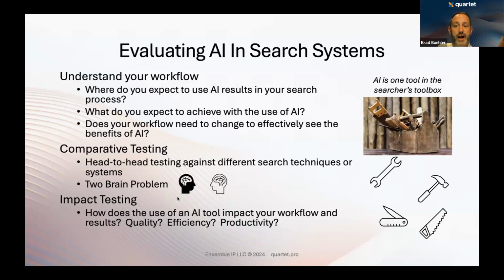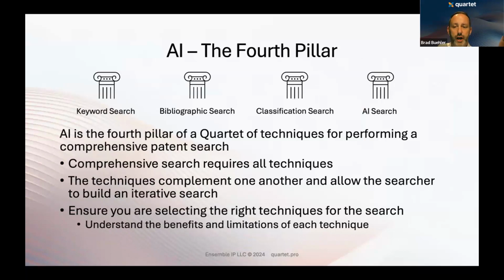Now we just consider AI an important part of our process. It's a required step. We consider it the fourth pillar of a comprehensive search strategy. It's why we chose the name Quartet. All four of these search techniques work together.